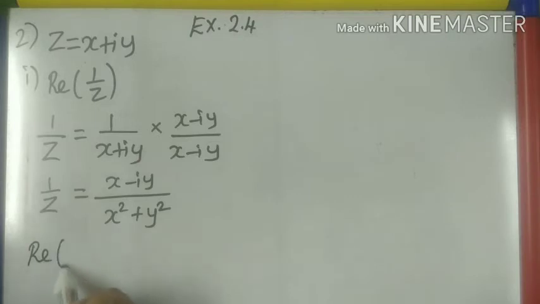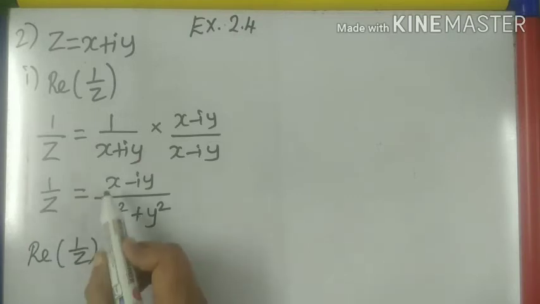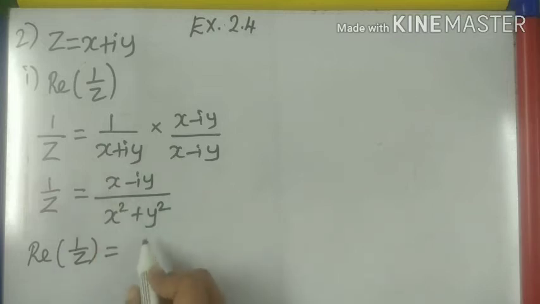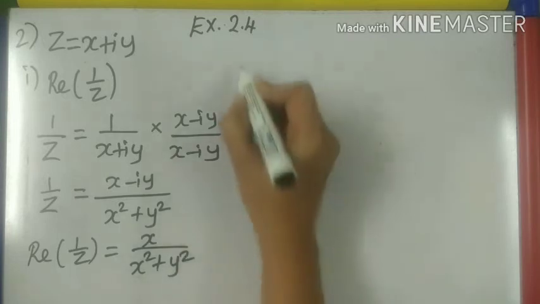I want only the real part. Real part means that which is without i. So what is the real part? X by X square plus Y square.